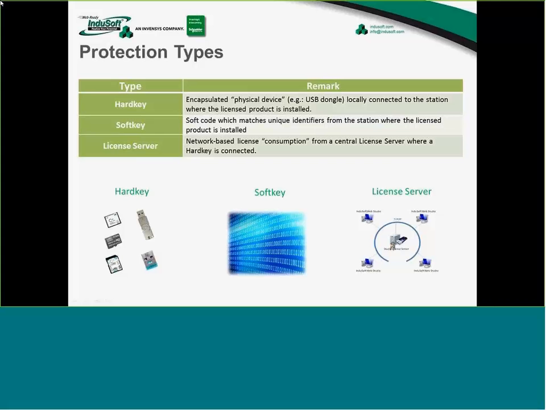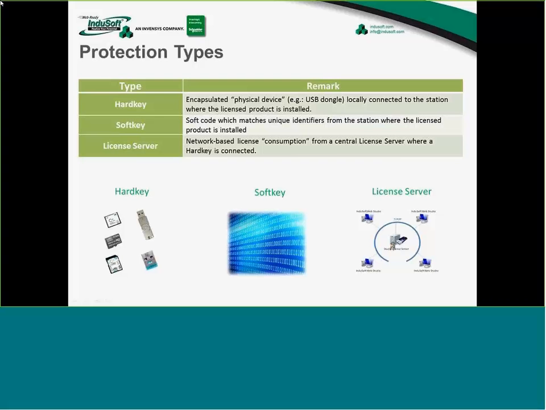One is hard key. So it's a physical device. It can be a USB, and you're going to see in the next slides that we have other options there. And it's locally connected to your computer. And it's very simple. I mean, a lot of people opt for that option because you can take that key physically and transfer your license to another computer, right? Or take it with you.